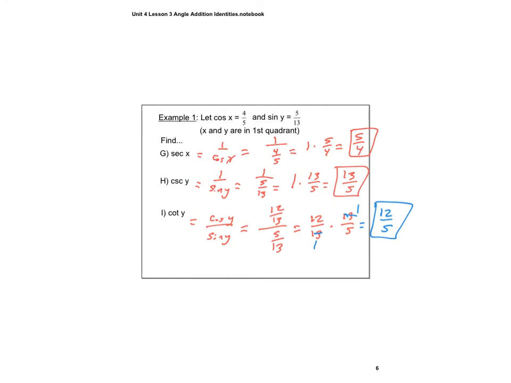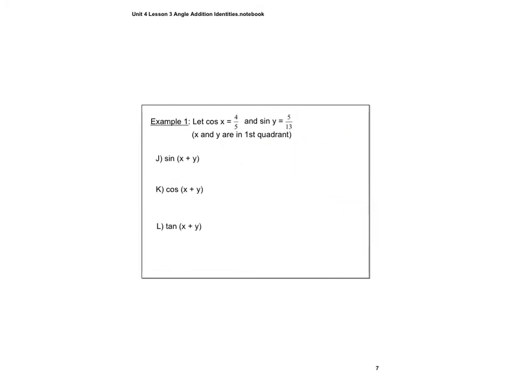Right, the most often made error on these is people forget which angle they're dealing with. So make sure if it has to deal with the secant of x, that it's 1 over the cosine of x, and you don't do 1 over the cosine of y. Okay, that's the tricky part on here.